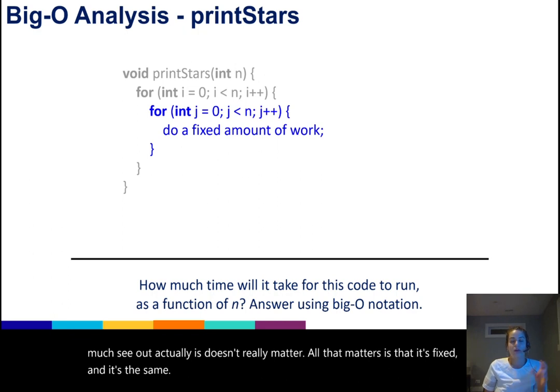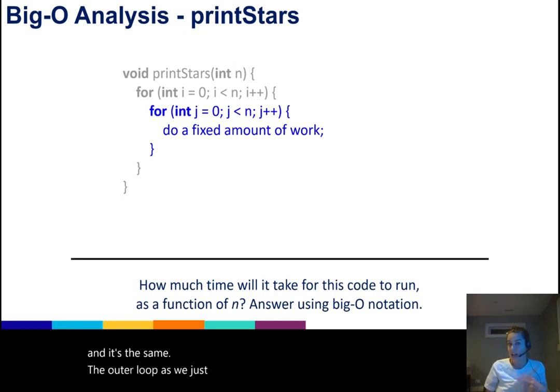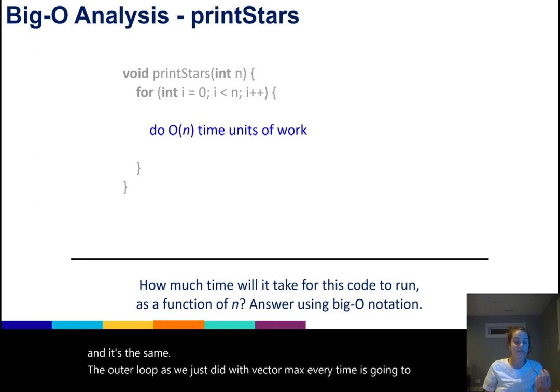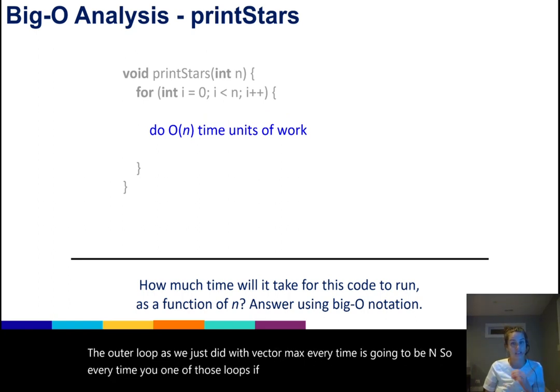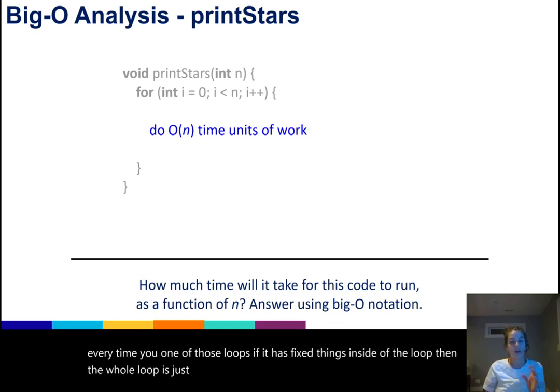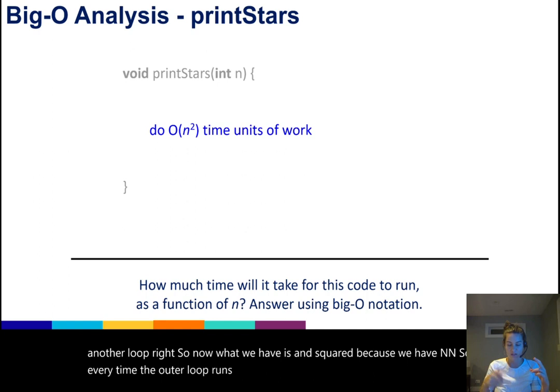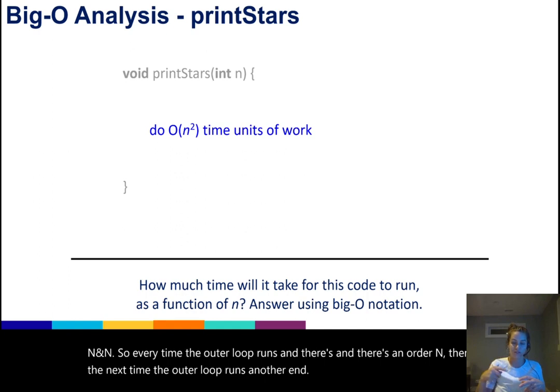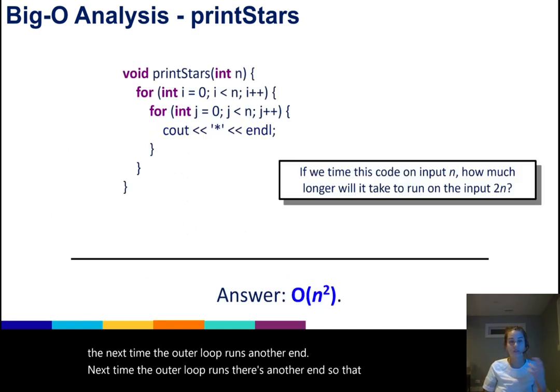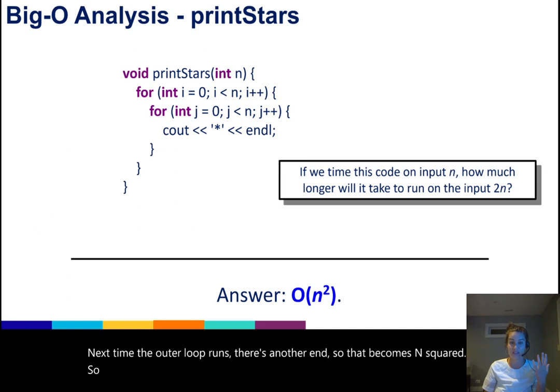The outer loop, as we just did with vector max, every time is going to be n. So every time you see one of those loops, if it has fixed things inside of the loop, then the whole loop is just O of n. But now we have an O of n operation inside of another loop, right? So now what we have is n squared, because we have n and n. So every time the outer loop runs, there's an order n. Then the next time the outer loop runs, there's another n. The next time the outer loop runs, there's another n. So that becomes n squared. So the big O analysis of this is n squared.